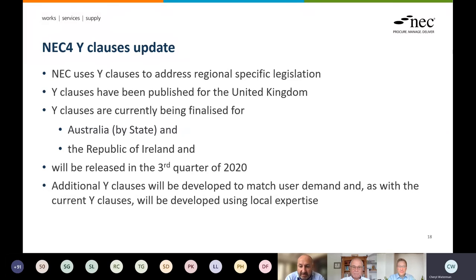And as the NEC grows internationally, as there is more demand, the NEC will look to create further Y clauses. And when we do create those Y clauses, we do it by using local expertise and local knowledge to make sure that whatever is being produced works from both an NEC perspective, but as importantly, from a local perspective.